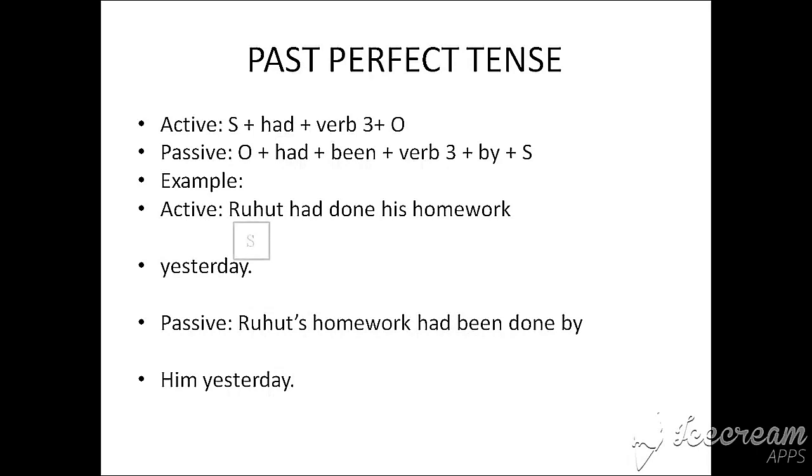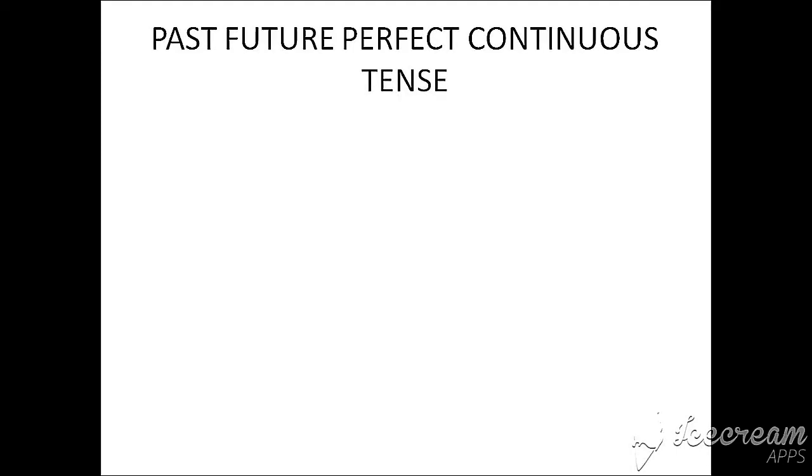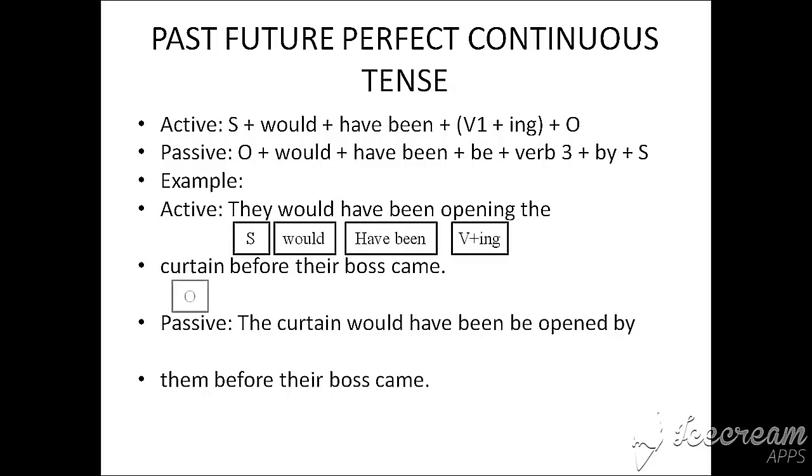There is past perfect tense. The active and passive formula are there. The example is Uhud had done his homework yesterday. And the passive example is Uhud's homework had been done by him yesterday. There is past future perfect continuous tense, with the active and passive formula there. The example is an active sentence: they would have been opening the curtain before the post came. And the passive is the curtain would have been opened by them before the post came.